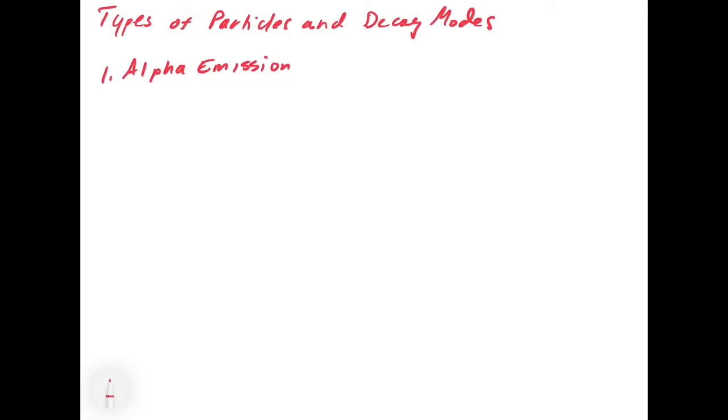So the first question becomes, what is an alpha particle? An alpha particle is basically a helium nucleus, so we give it the symbol 4/2 helium. It has 2 protons and 2 neutrons. If you think about a helium atom, it has exactly that: 2 protons, 2 neutrons, and it should have 2 electrons. But because this is a helium nucleus, it has no electrons.